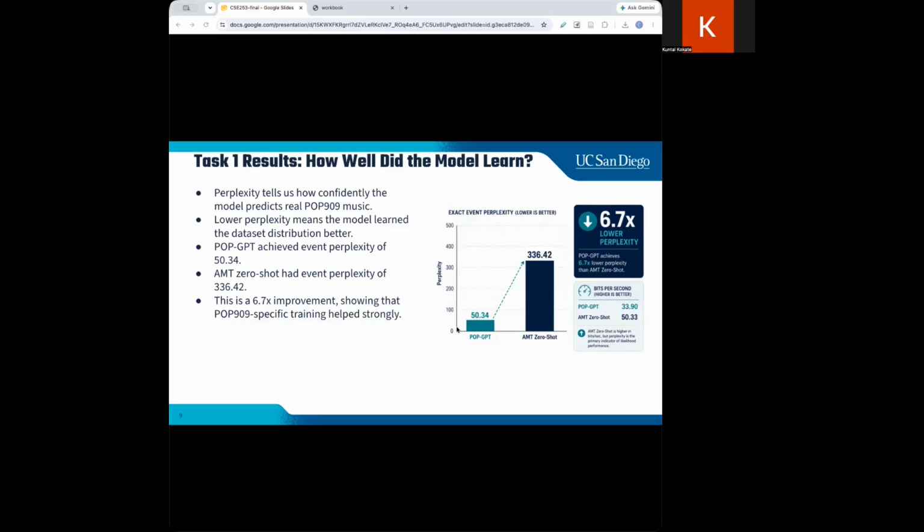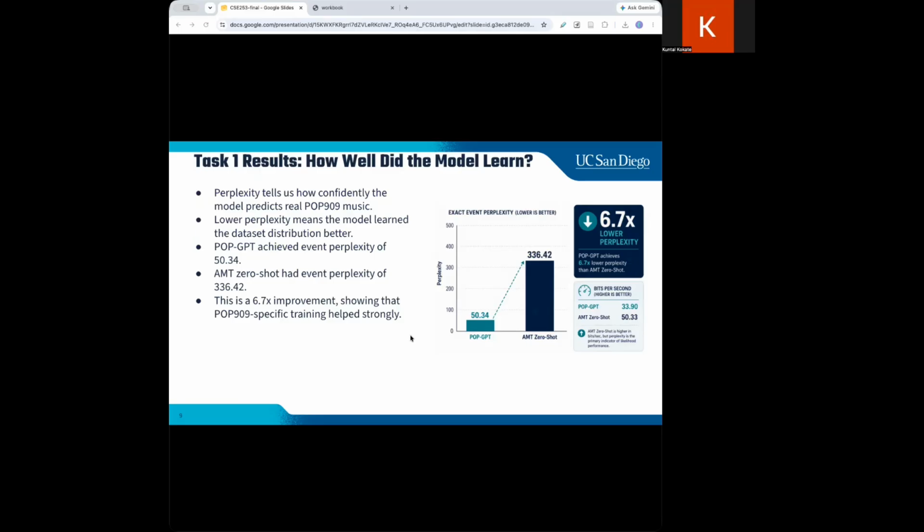Now coming to task one results, to answer the question, how well did the model learn? Now the headline likelihood result. GPT achieved an event perplexity of 50.34. AMT zero shot, the baseline, achieved 336.42. That is like a 6.7 times reduction.